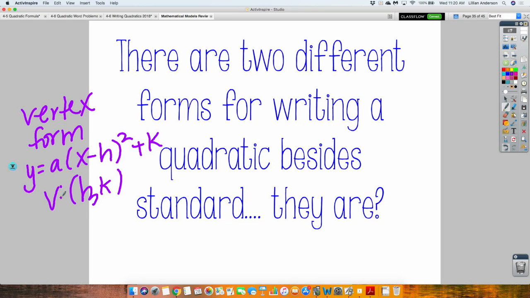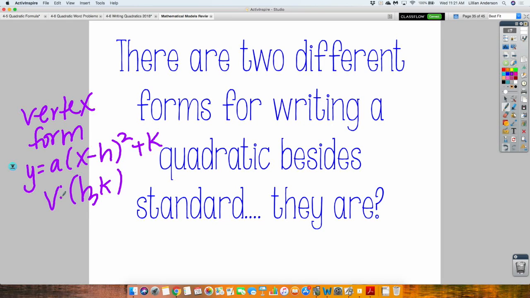Standard form gave you your y-intercept easily just by looking at it. Your vertex form gave you your vertex very easily by looking at it. What other form gave you a piece of information about the quadratic by just looking at it?